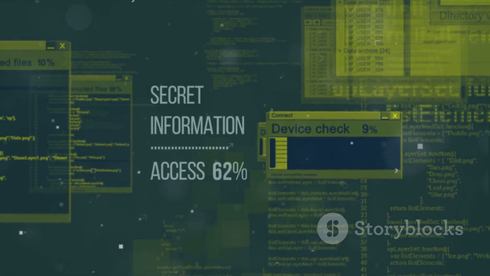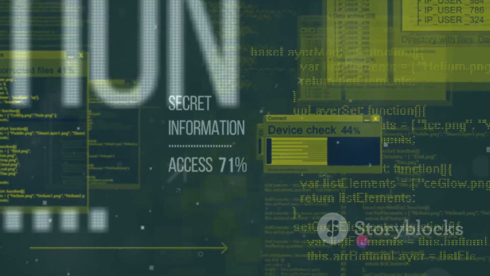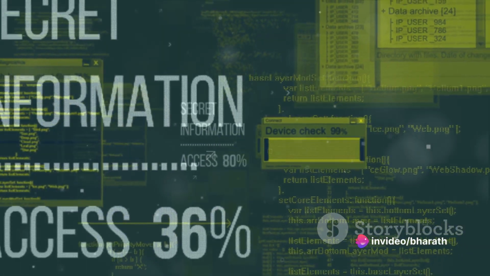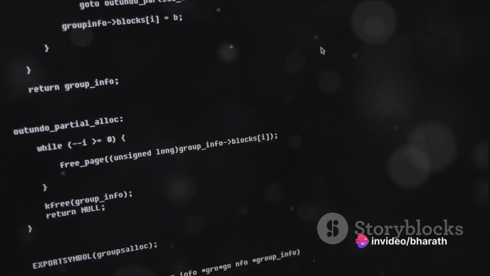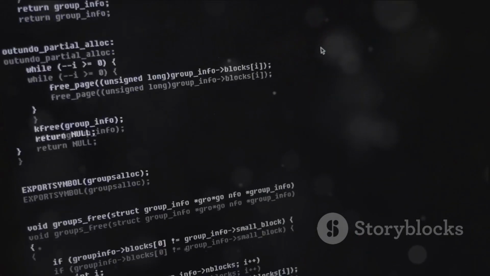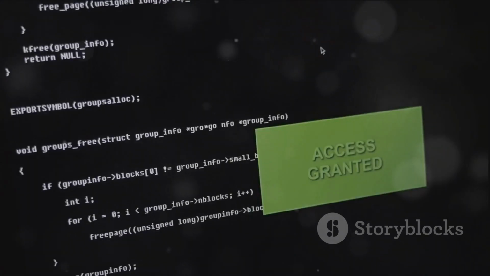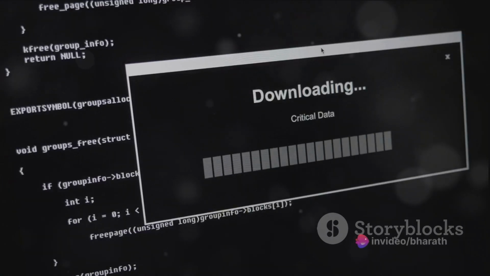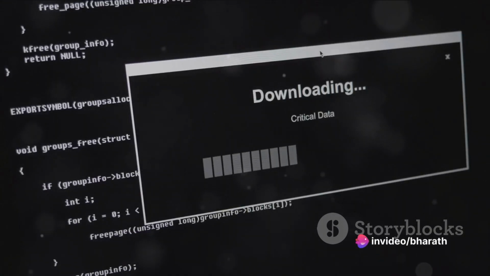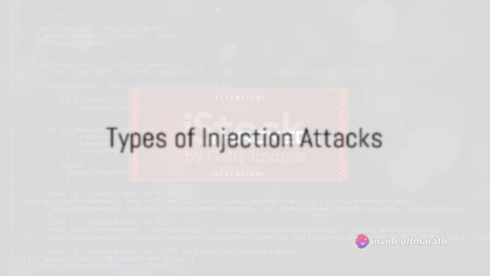These vulnerabilities are all about the improper handling of user-supplied input that gets executed as a command or query. In other words, this is where attackers can exploit a system by injecting malicious code or commands into the input fields of an application, potentially leading to unauthorized access or manipulation of data. Now, there are several types of injection attacks that you should be aware of.